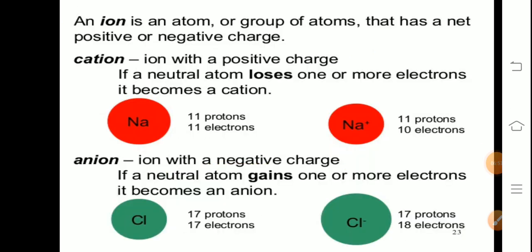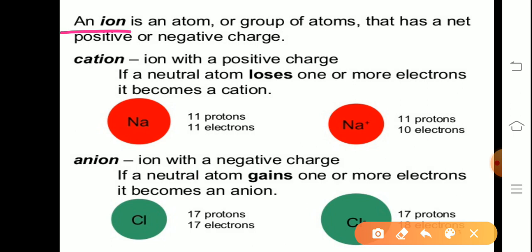Here is ion. An ion is an atom or group of atoms that has a net positive or negative charge. So maybe it has a positive charge or negative charge. Two charges are possible. Examples are given here.